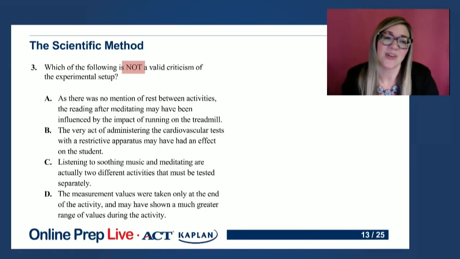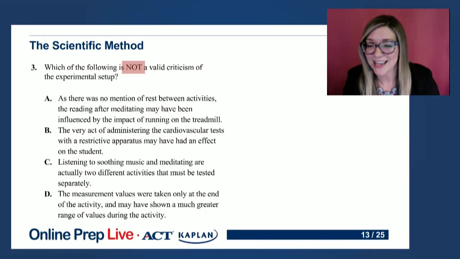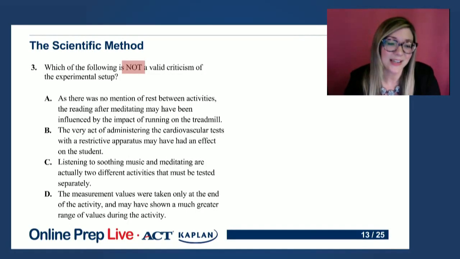All right, so looking at answer choice A, as there was no mention of rest between activities, the reading after meditating may have been influenced by the impact of running on the treadmill. All right, well, let's think about that. We measured the rest right after. When you run on a treadmill, do you think that it's possible that your heart rate might stay up a little bit? Yeah, that sounds like it could be a pretty reasonable thing to take away from this. So again, if we see a valid criticism, we're going to get rid of it because our correct answer is going to be something that's not valid. So we think, okay, answer choice A, no, that's a valid criticism, let's get rid of it.